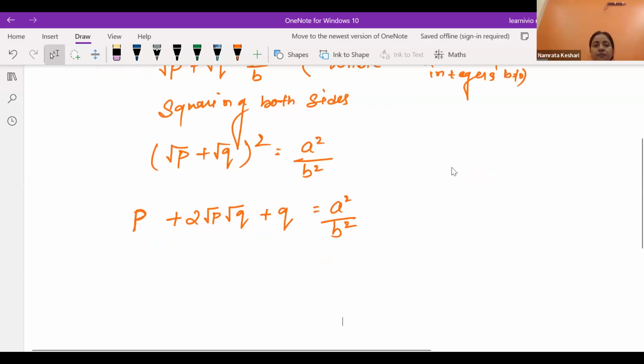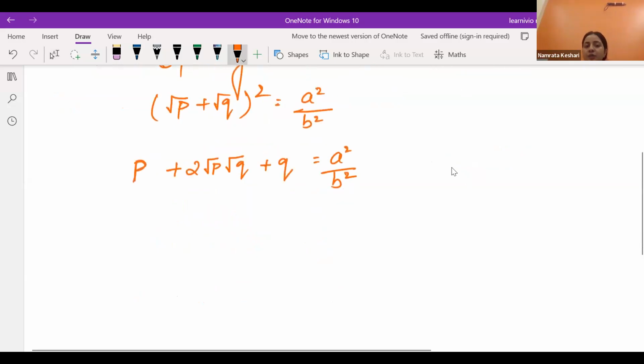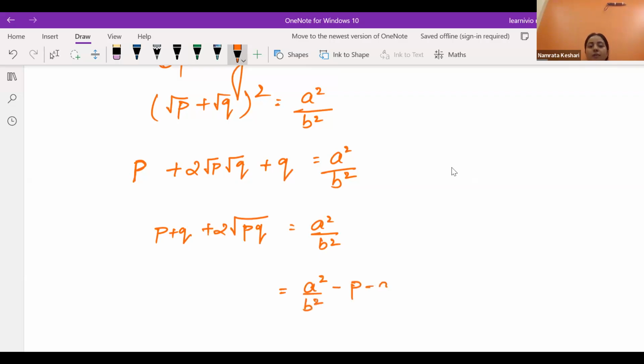Now p plus q I can write together, and this 2 root p root q I can write together as 2 root pq. That is a square by b square. Now everything we are going to shift to the other side. On this side, we will only keep the root part. We are going to isolate the root term here, so p and q both we will shift to the other side. Our purpose is to isolate this square root term.